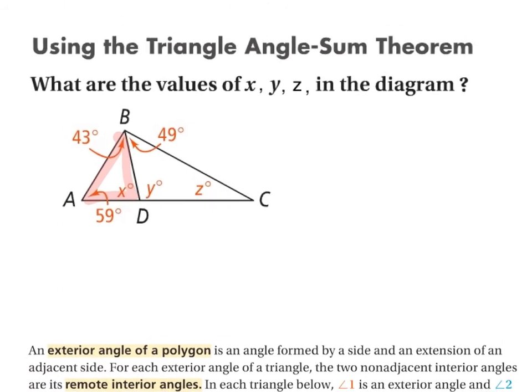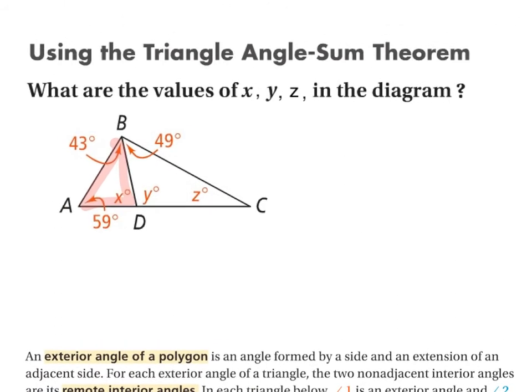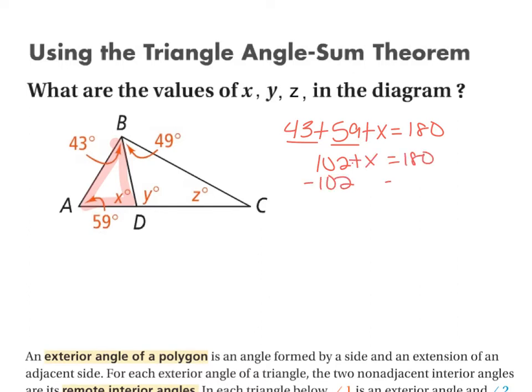Okay, so we know all three of those angles add together to be what? 180. So this will be 43 plus 59 plus x equals 180. Okay, combine like terms, and that would give you 102 plus x equals 180. Subtract 102 from both sides. So x is going to be 78 degrees. Sweet, we got one answer.